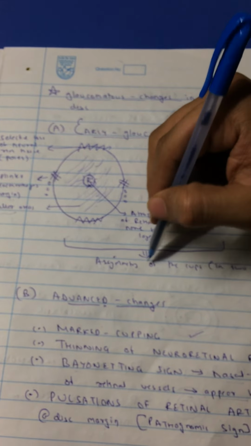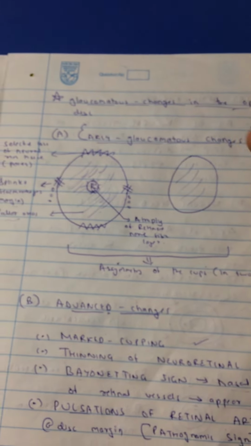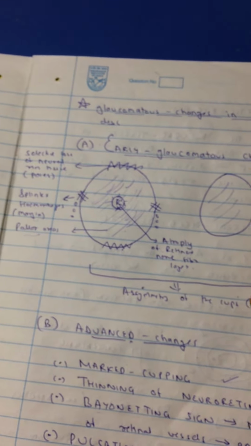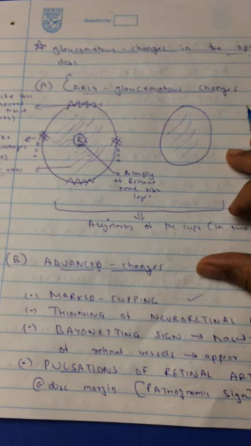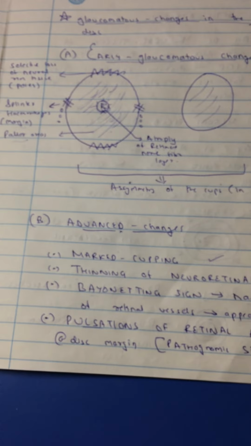Okay, and I have drawn the other one to show that there is an asymmetry of the cups in the two eyes. So it's asymmetry. So that's the early glaucomatous changes, right? Now we see the advanced changes. Advanced changes are very important.